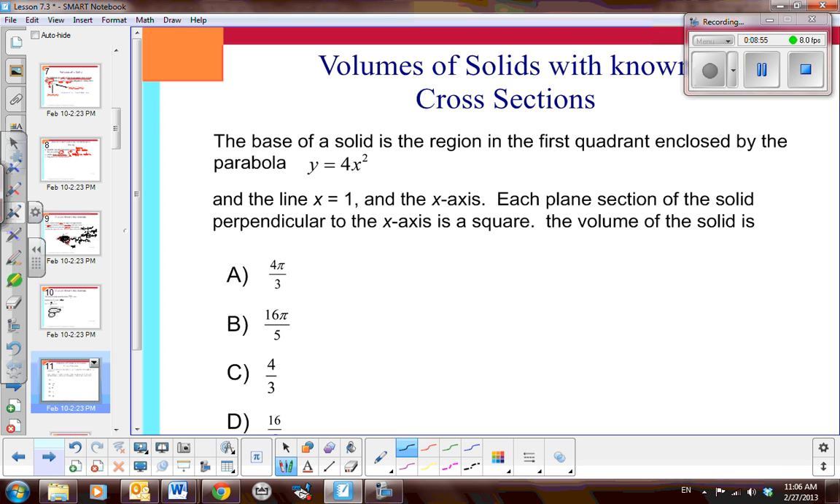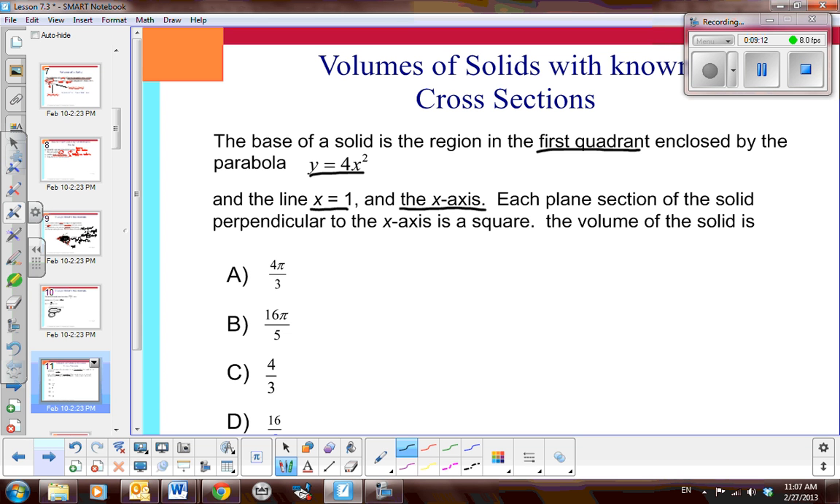Okay, let's try another example. So now the diagram is not drawn for us. We have a base of a solid. It is the region in the first quadrant, okay, that's important, enclosed by the parabola y equals 4x squared, and the line x equals 1, and the x-axis.